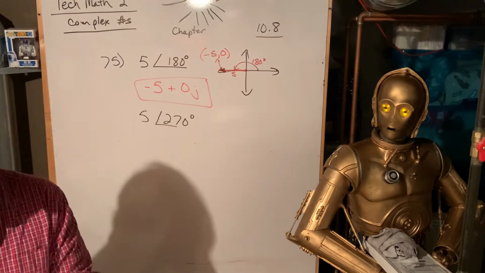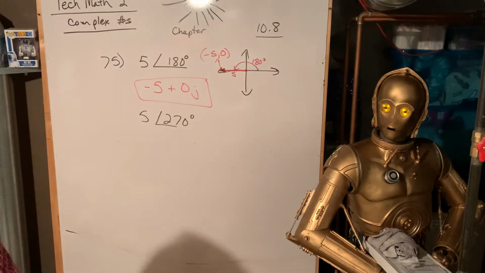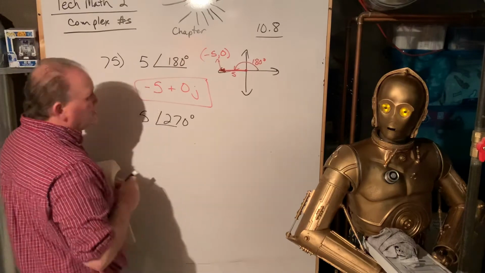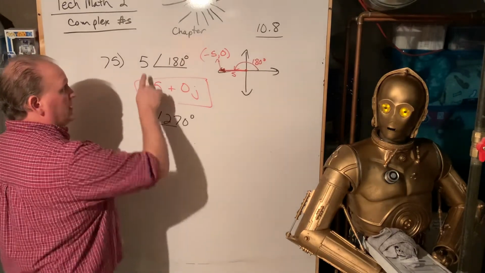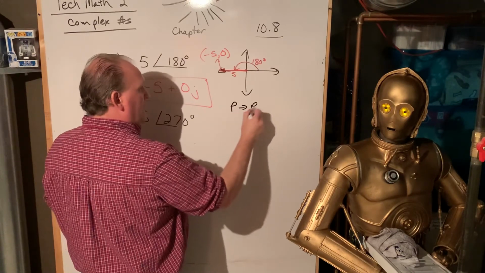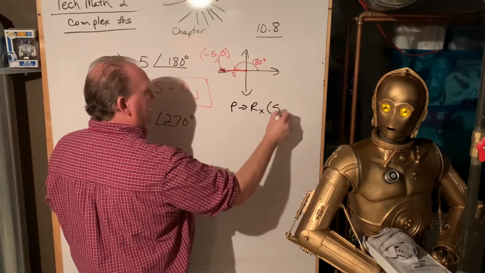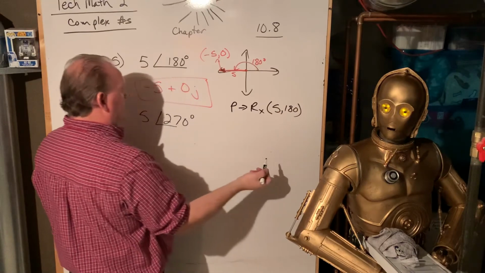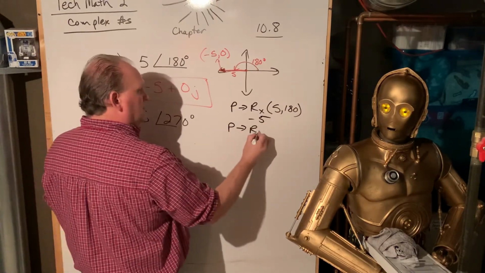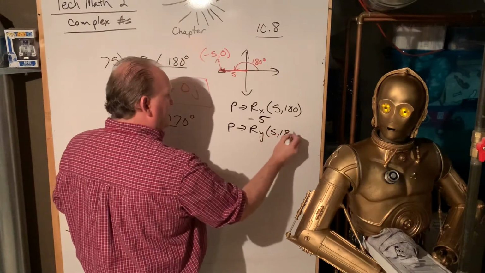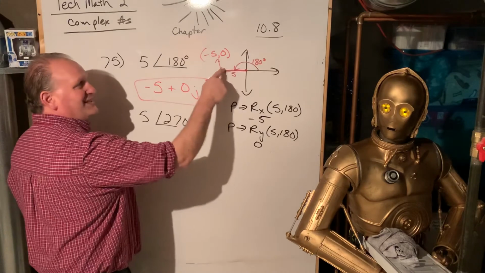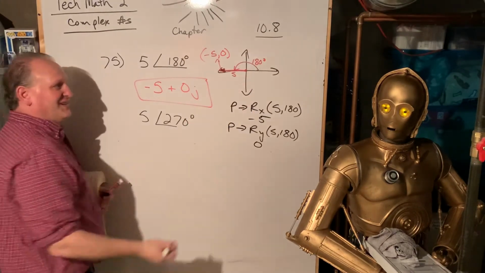So I don't need the calculator to figure that out. You could use the calculator if you really wanted to: go polar to rectangular x, put in 5 comma 180 and hit enter, and it'll kick out -5. And if you go polar to rectangular y, 5 comma 180 and hit enter, it'll kick out 0. But you really don't need that at all if you know how graphs work.